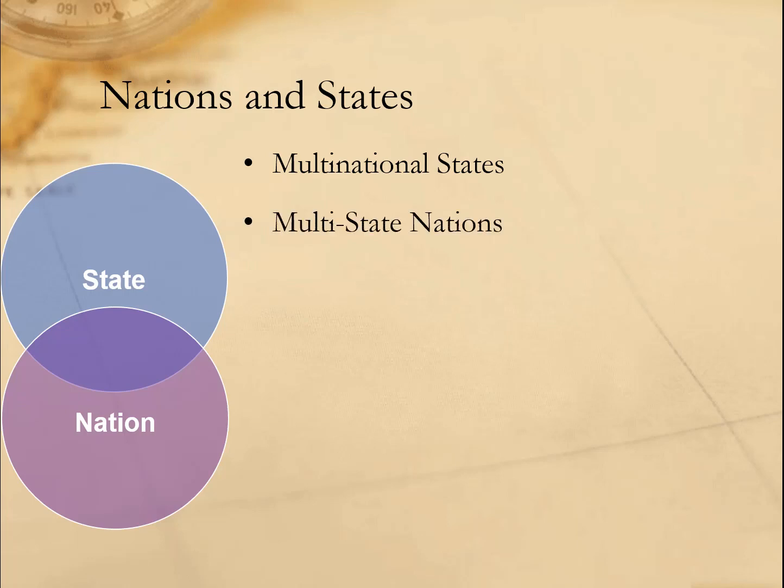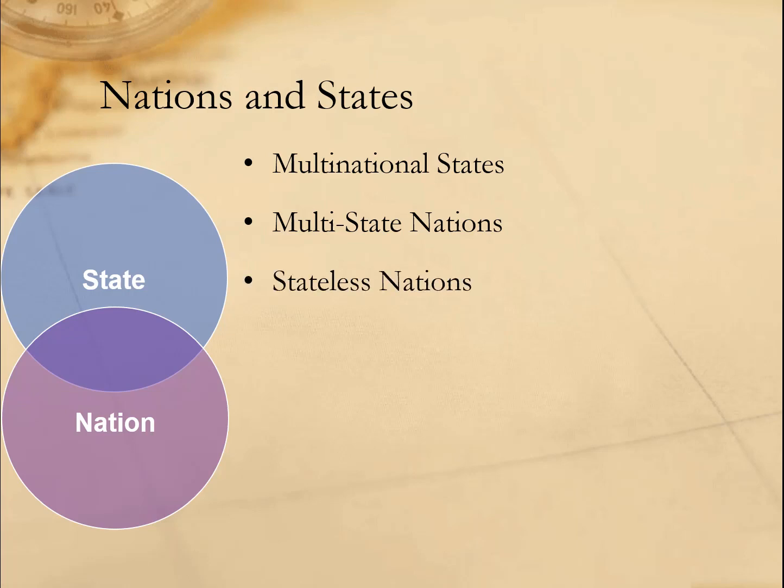We also have multi-state nations. Here, a single national group is divided across multiple geographic states. We can think of the Tutsi in Burundi and Rwanda today, or historically Germans being divided across Germany, Belgium, and Poland prior to World War II. As you might surmise, this situation exists and is often a contributing factor to conflict within and between states.